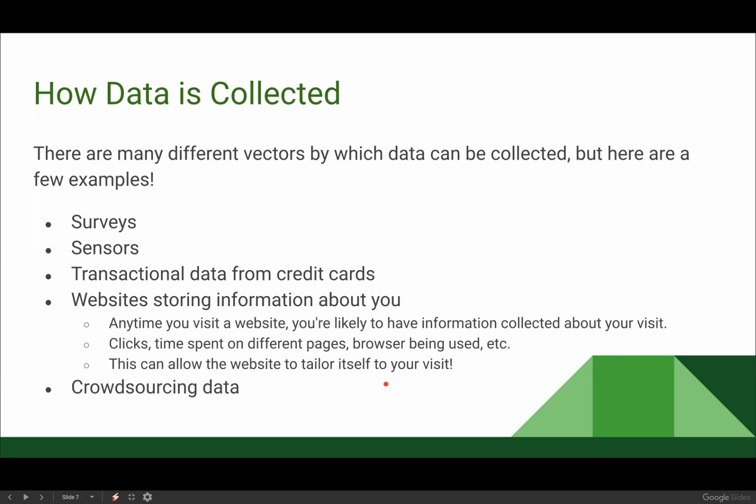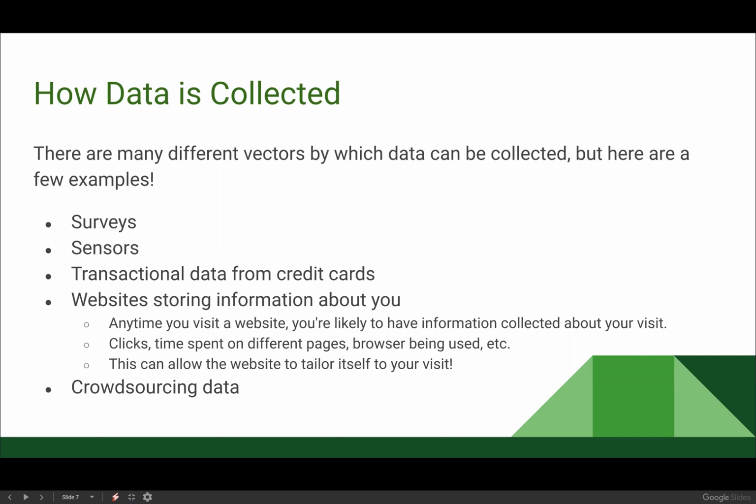Similarly, anytime you visit a website, you're likely having information collected about your visit. It might not be personalized data, it might be anonymous. They might just be tracking where you're clicking, the time you're spending on different pages, which browser you're using. But lots of websites will use this kind of information to see how their users are using their website. And this allows the people running the website to tailor it and specialize it to however people are actually making use of it.